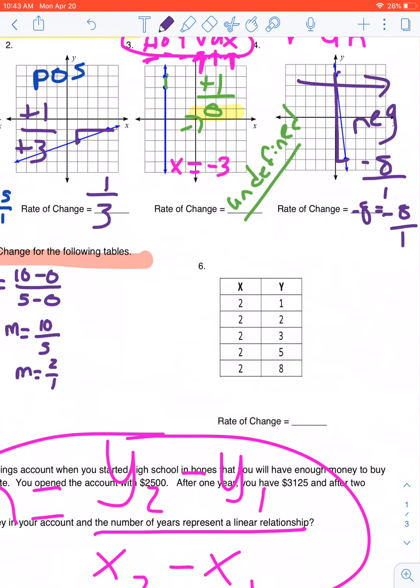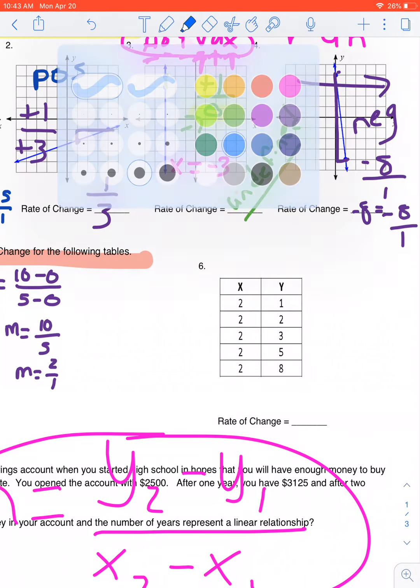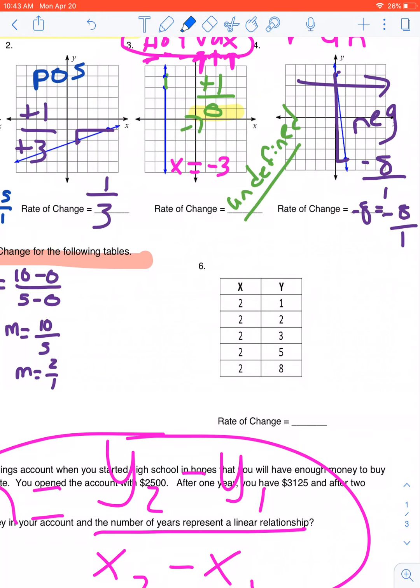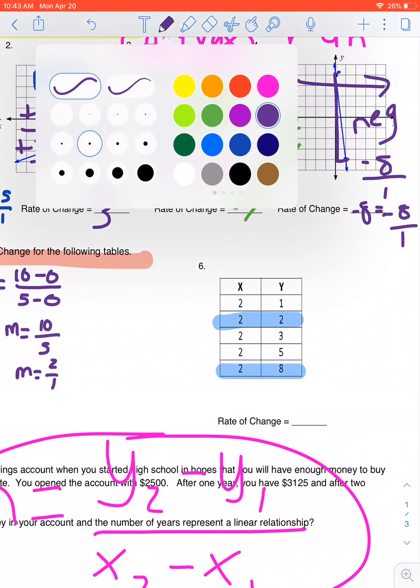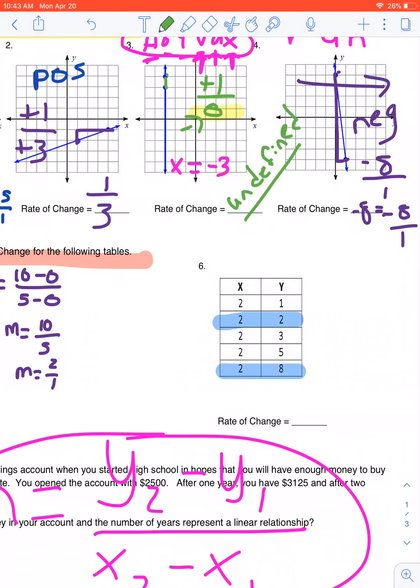Okay? So let's look at number 6 here. Number 6 looks a little bit different because all of our x's are the same number and our y's are different. No big deal. I'm going to pick 2, 2, and 2, 8. It doesn't matter which one you pick. This is going to be x1, this is going to be x2, this is going to be my y1, and this is going to be my y2. So I'm going to do this over here.